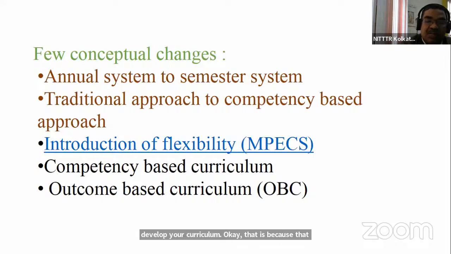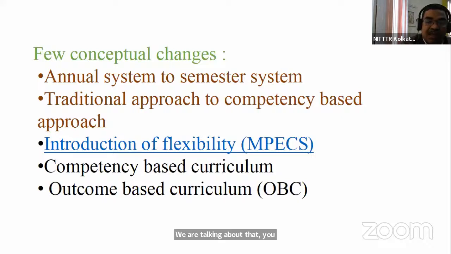I'll be showing one sample curriculum. The introduction of the credit system, with flexibility in terms of entering and exiting the system, was also introduced even in our present NEP 2020. We are talking about the credit system.